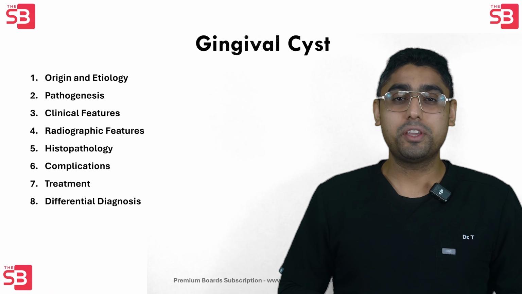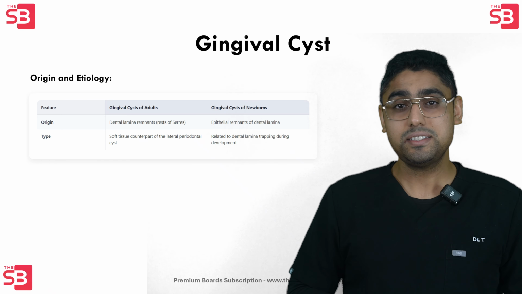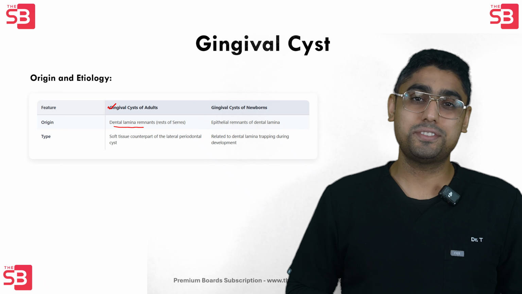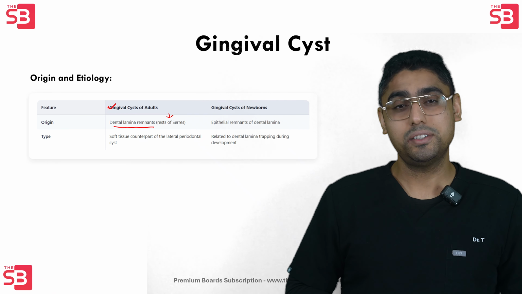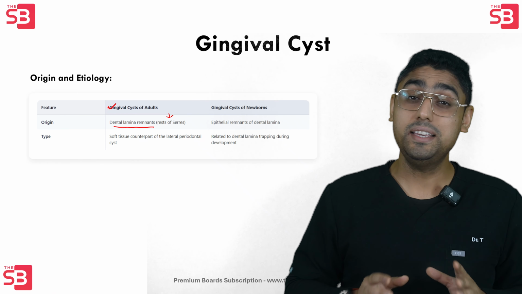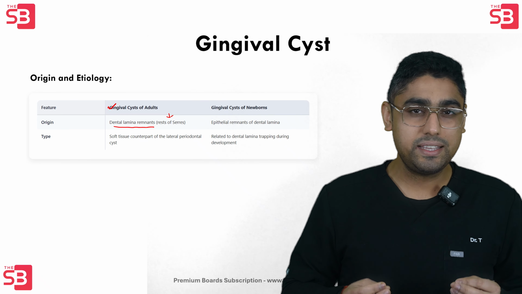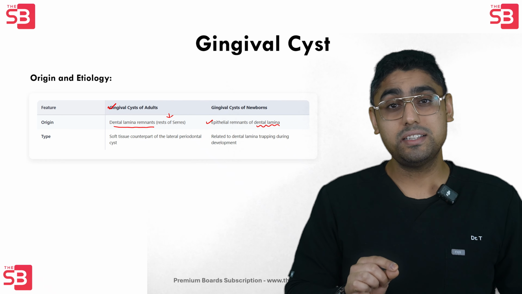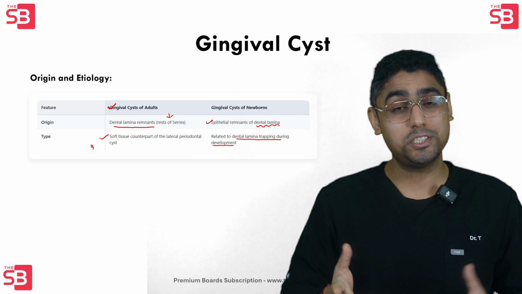Let's begin by exploring where gingival cyst comes from. So in adults, gingival cysts arise from remnants of dental lamina, specifically rests of Serres, and tiny epithelial clusters left over during tooth development. Now in newborns, these cysts also stem from the dental lamina formed due to epithelial cells trapped during development. And remember, gingival cysts are soft tissue counterparts of lateral periodontal cyst, which is found in bone.